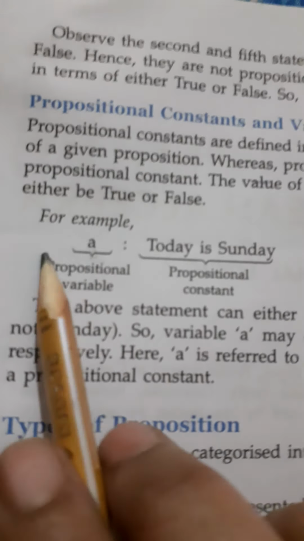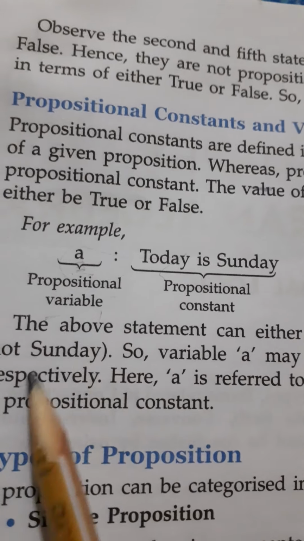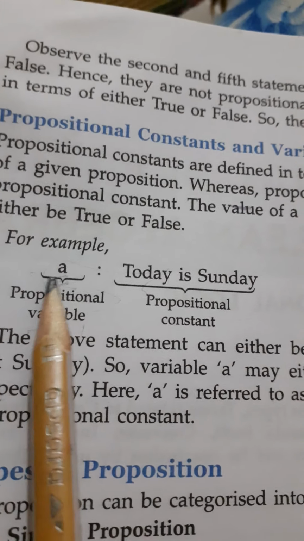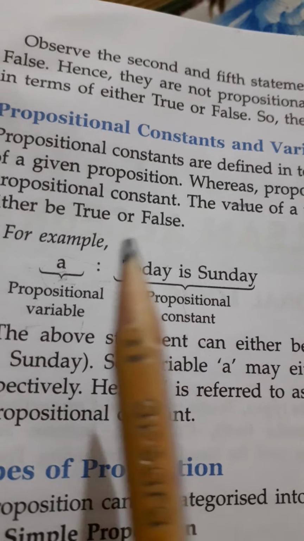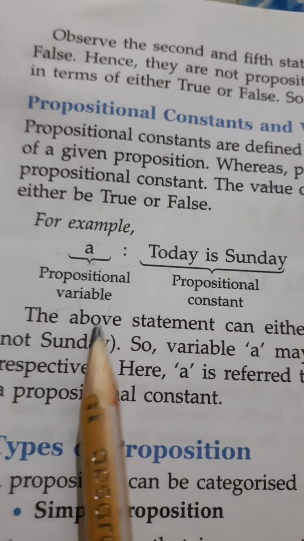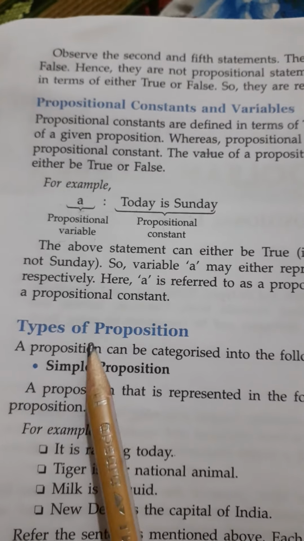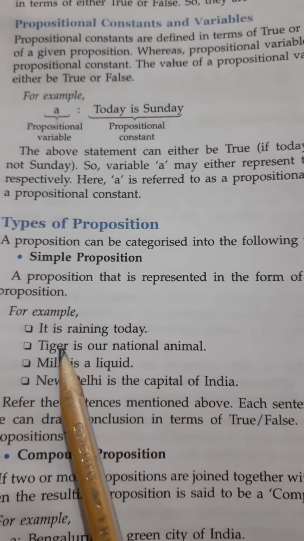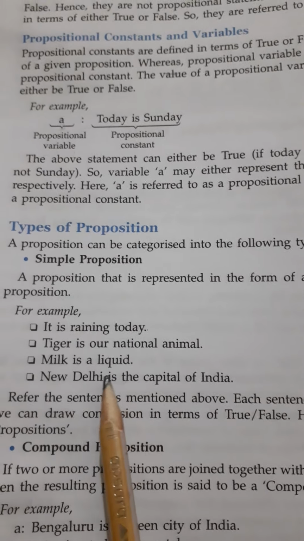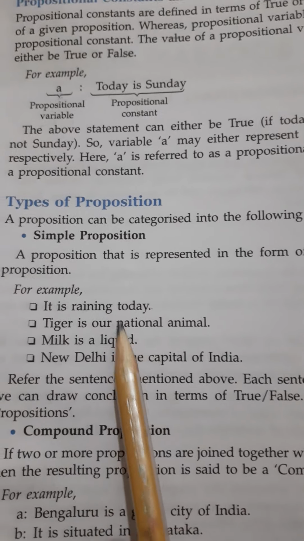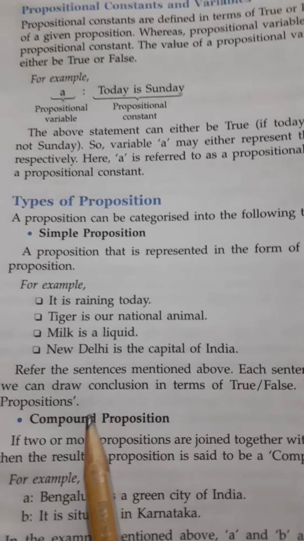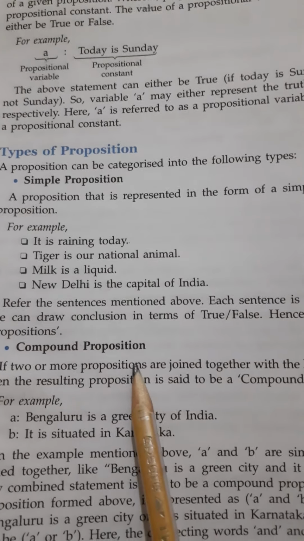Now, in computer, what we do is that we store this proposition in some alphabet, and we say that alphabet as a propositional variable. So here a is storing a proposition, today is Sunday, so this is a propositional constant and a is a propositional variable. Okay, now there are two types of propositions: simple propositions, which are simple sentences in which the answer comes in true or false, and when we join two simple sentences together, it makes a compound proposition.